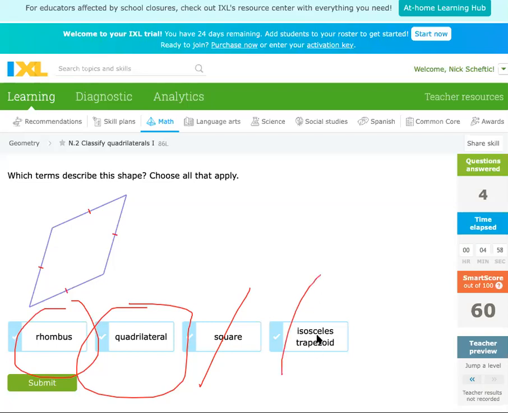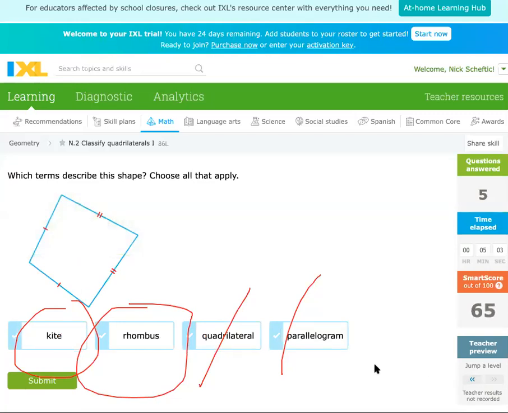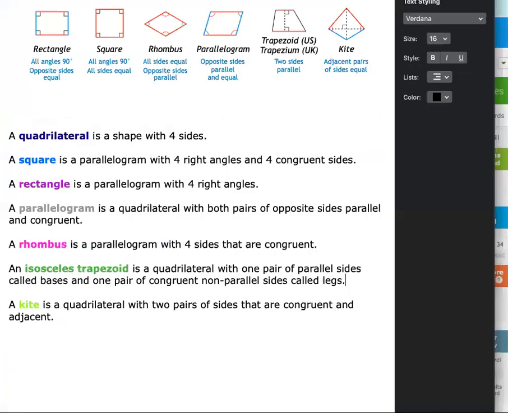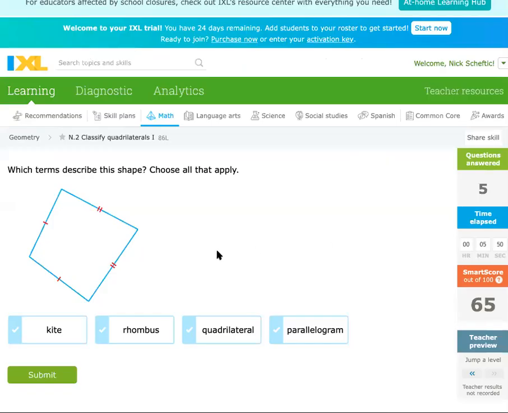Isosceles trapezoid, no. Let me erase that. Let's look at this one last image here. A quadrilateral is a shape with four sides. A parallelogram is a quadrilateral with both pairs of opposite sides parallel and congruent. A kite is a quadrilateral with two pairs of sides that are congruent and adjacent. Adjacent is key. This one right here is going to be a kite, so let's mark that out.